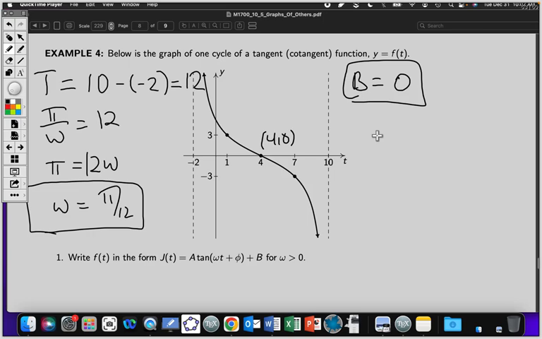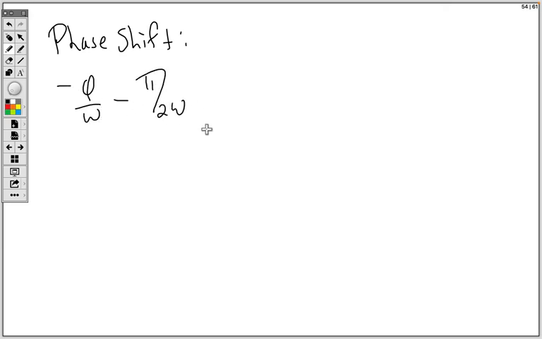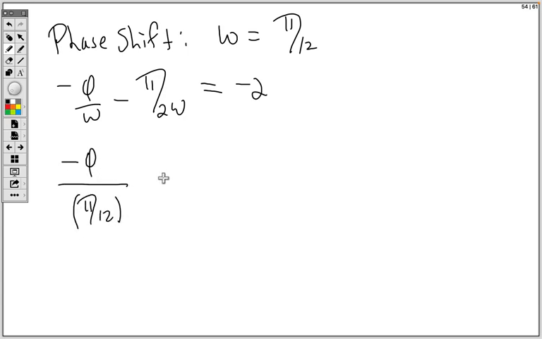Now finding phi and a is going to be specific to tangent and cotangent. So let's start working on tangent. For the phase shift for tangent, instead of just being minus phi over omega, we have to account for that pi over 2. So this is the phase shift for tangent, and we're going to have this thing starting at -2. I'm going to use the fact that my angular frequency here is pi over 12. So let's plug that in, and don't freak out right away. We'll handle the fraction gymnastics in due course.